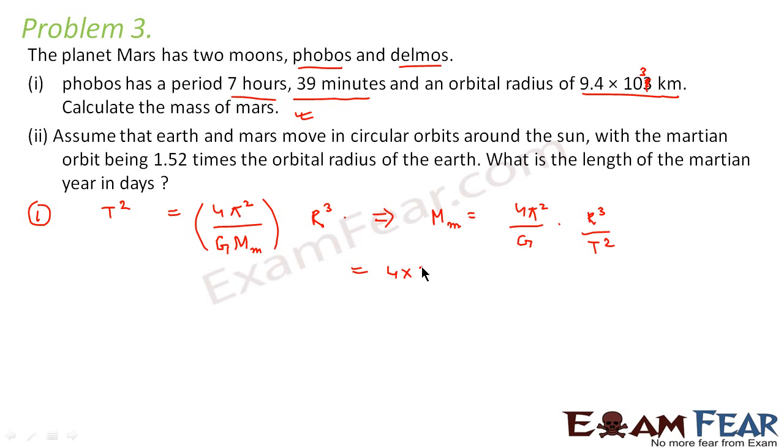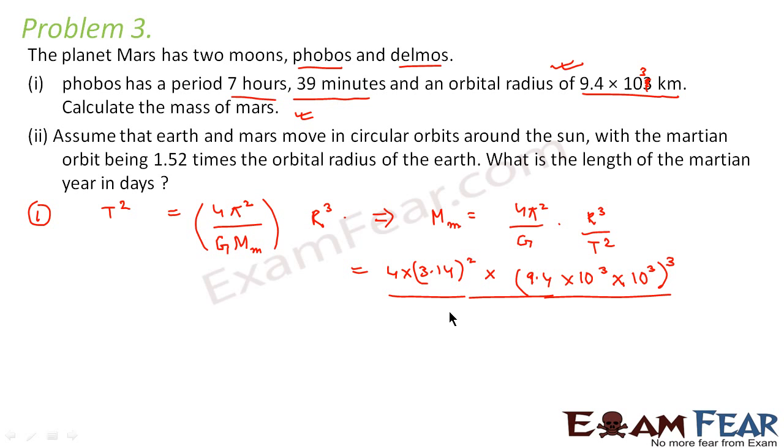So now let us put the values. 4 into 3.14 whole square into value of R, which is given as 9.4. This is the orbital radius. So 9.4 into 10 to the power 3. Now if you want to convert it into meters, you multiply with 10 to the power 3. Divided by G, which is 6.67 into 10 to the power minus 11, and T is 7 hours 39 minutes.